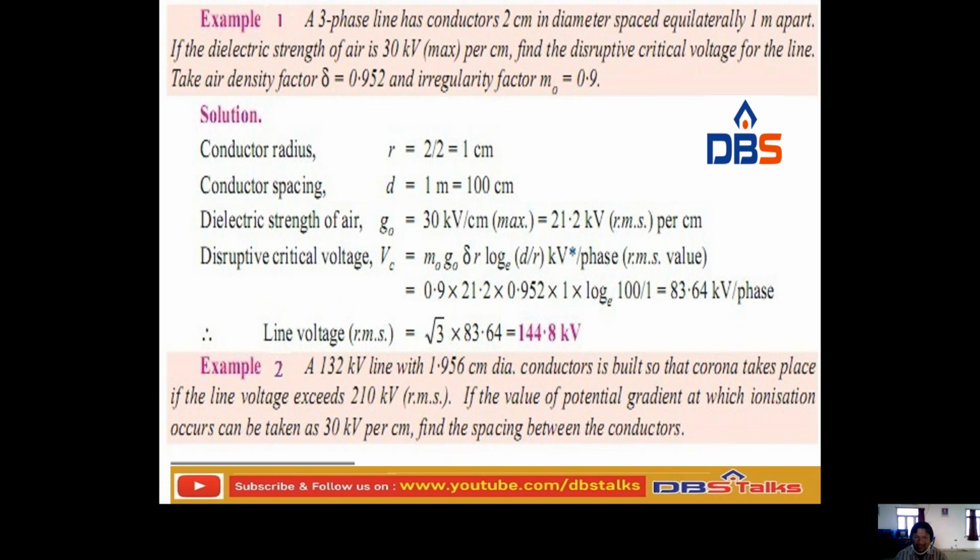And we know the empirical formula for critical disruptive voltage. What is the critical disruptive voltage? It is the minimum phase to neutral voltage at which corona occurs.